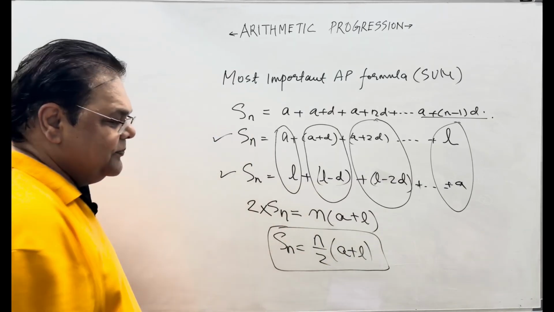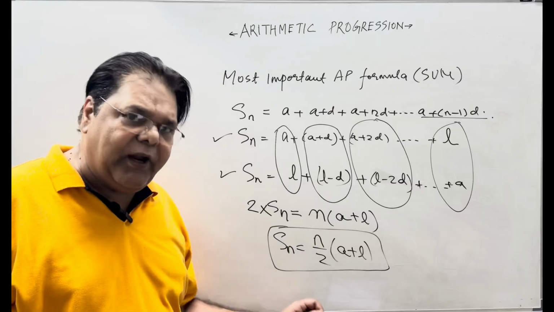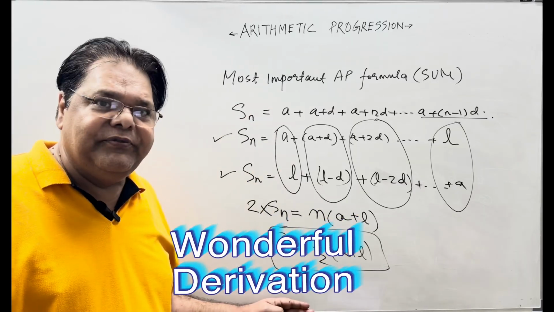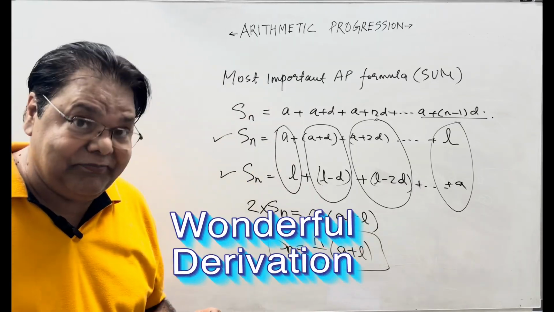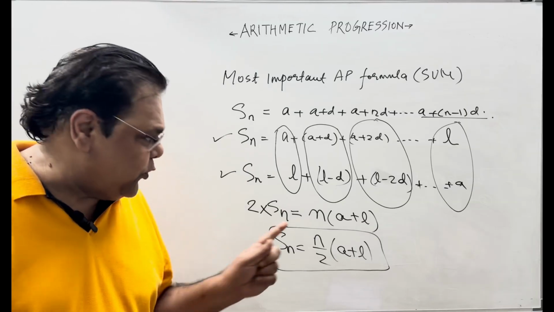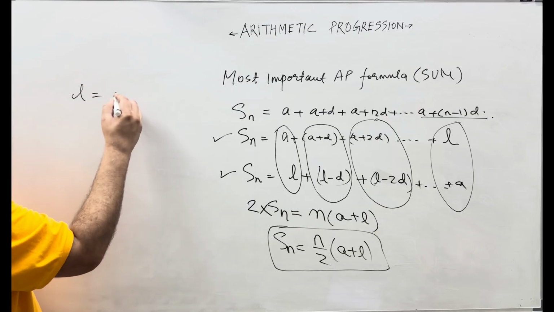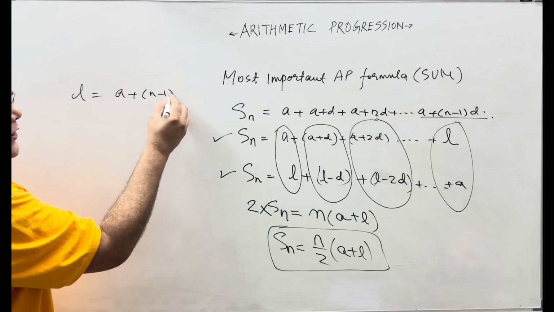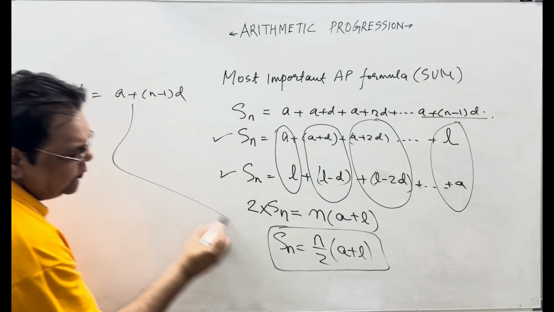Wow, this is awesome. This is a really good formula, and it is very easy to derive. We already know the last term, the nth term: An is equal to a plus (n minus 1)d. So here what you can do, L is equal to a plus (n minus 1)d. You can substitute this here.